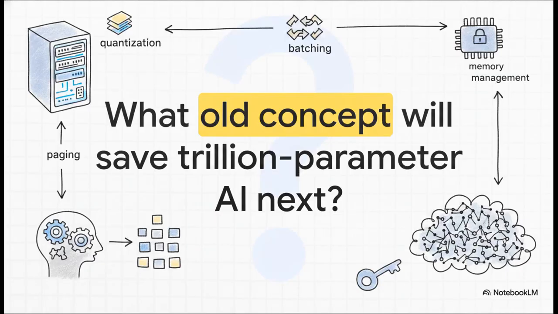We've seen how quantization, smart batching, and brilliant memory management make today's AI possible. But given that paging from classic 1970s operating systems just completely revolutionized AI serving via PagedAttention, it really leaves you wondering, what old trick is going to solve our next trillion parameter bottleneck? The history of computer science is clearly holding the keys to the very future of AI.